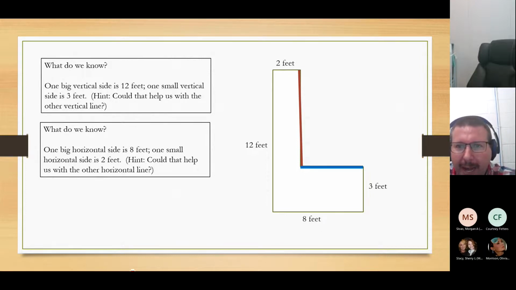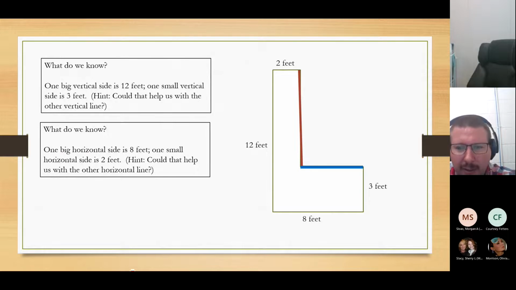And I'm wondering, how could I find the big red line? If I know the entire thing is 12, and I know a little bit of it is 3, maybe if I subtract 12 and 3 to get 9 for my red line, that might help me.